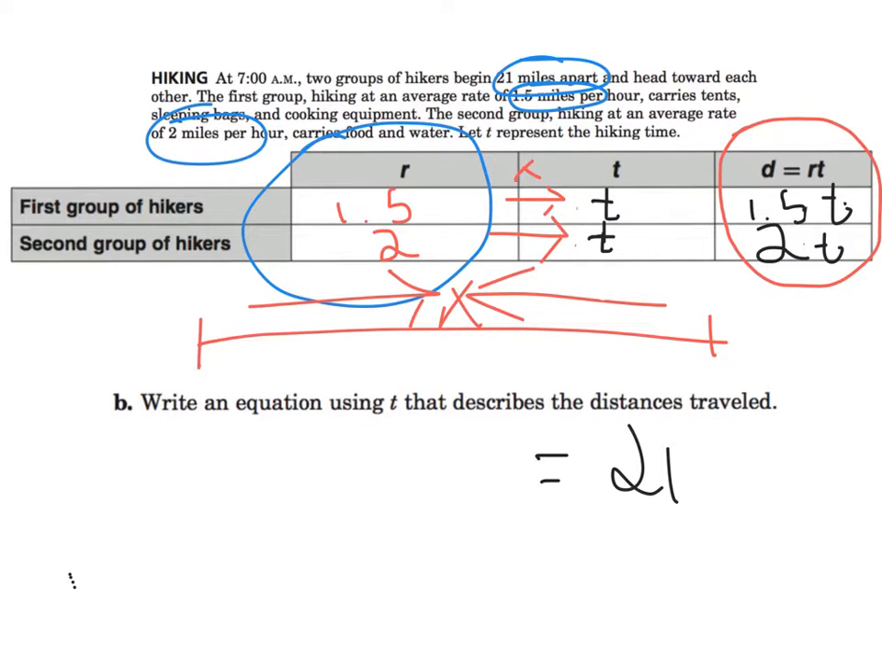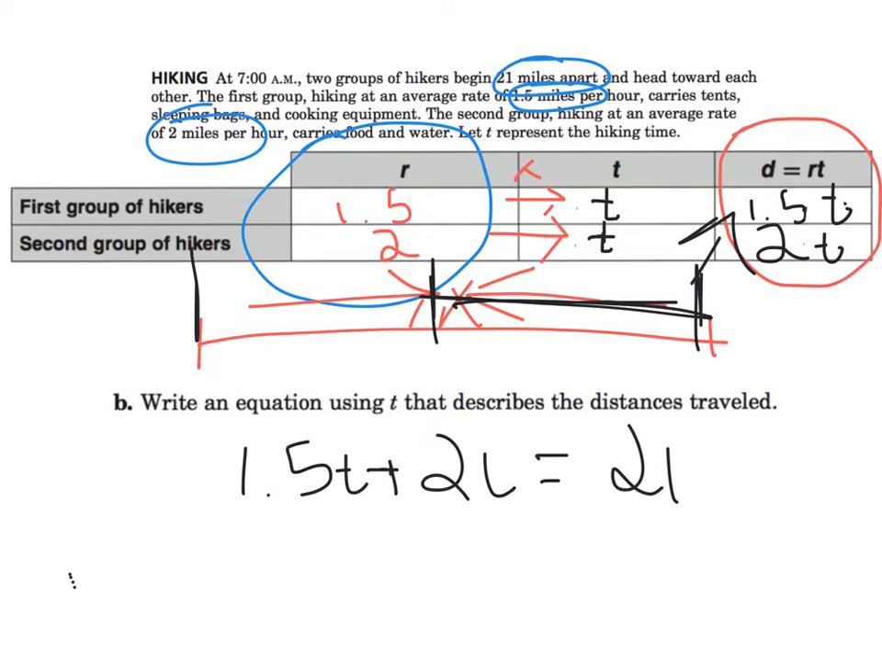And we agreed that they both are traveling at a certain amount of time. So group 1 is going this distance and group 2 is going this other distance. Put those together and they get the 21. We have our distances over here. So our formula becomes 1.5t plus 2t. We can combine those to get 3.5t equals 21. Either one will work for your equation for this problem.